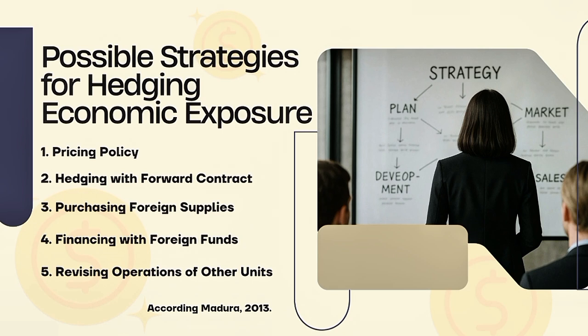The third, purchasing foreign supplies. Buy its raw materials from another company like Company C, a strategy that will reduce costs and increase cash flow during the period of weak Company B and thus offset the adverse impact of weak Company B.